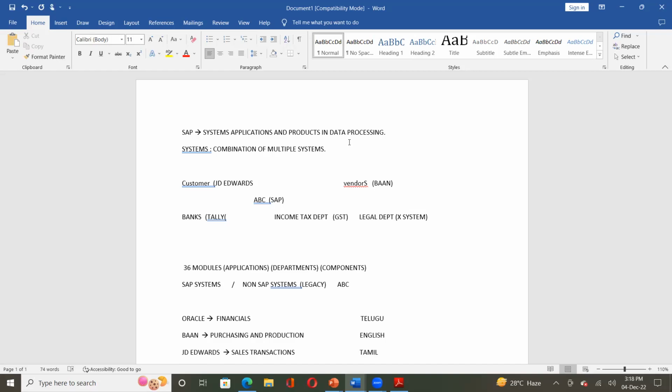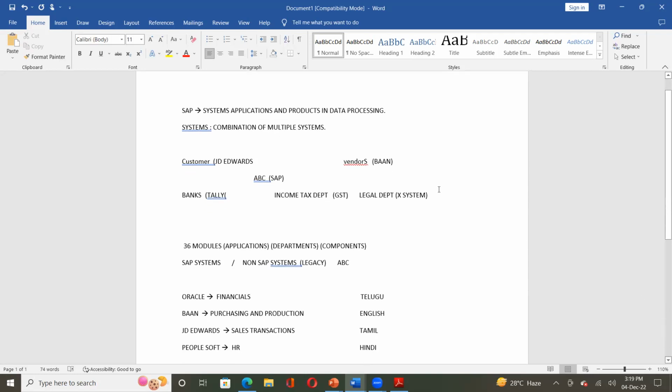Clear? So it's not only SAP. Normally people say SAP, and again we'll start up with the things, but this is the main in-depth explanation of these 3 letters. All right.